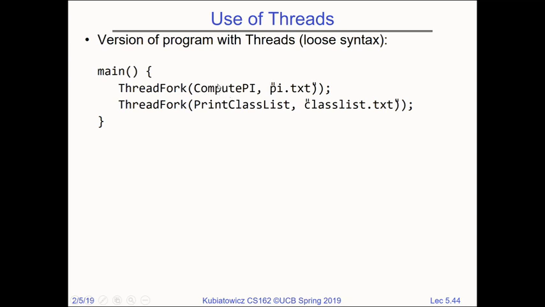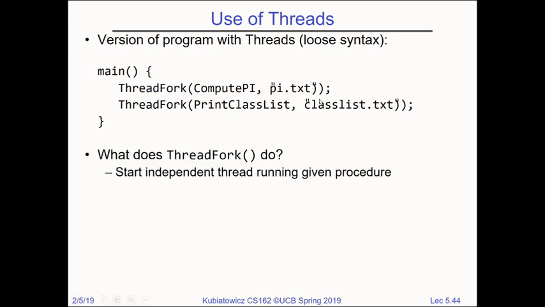It's going to run the function compute pi. And here's one of the arguments. This thread has one argument. This thread has one argument. So the rough idea is that we're going to start two threads. One of them is going to be computing pi. The other one's going to be printing the class list. And what does thread fork do here? Well, it starts an independent thread running the given procedure.